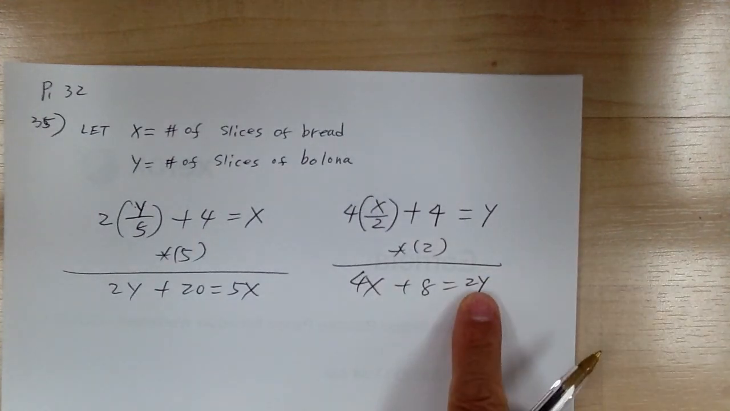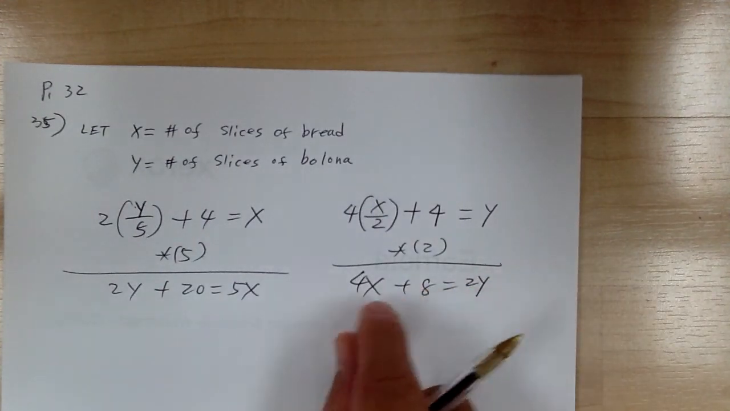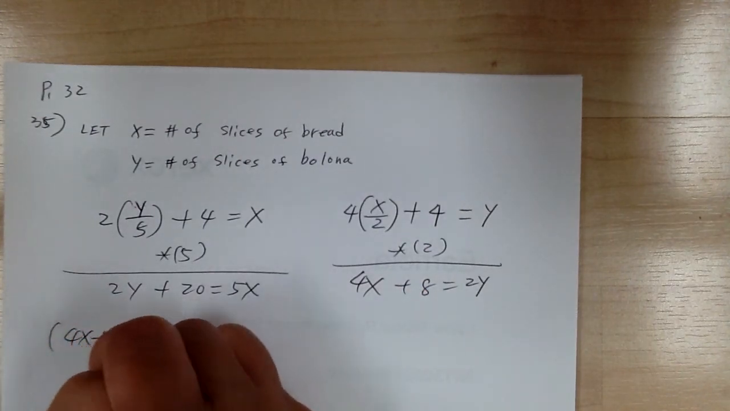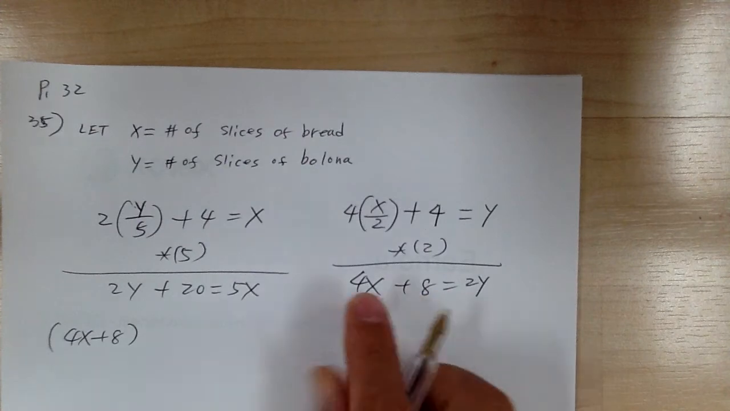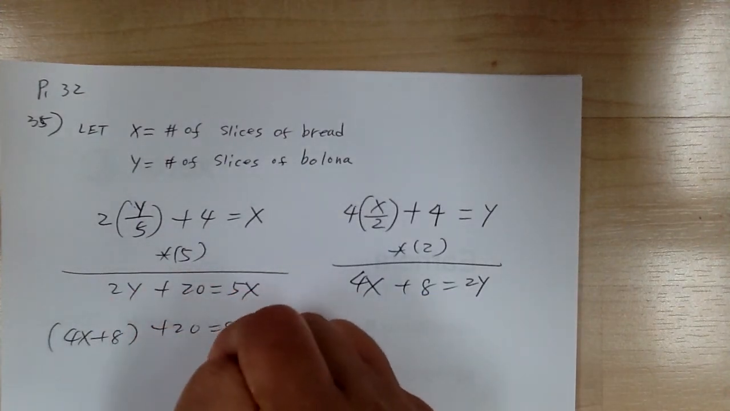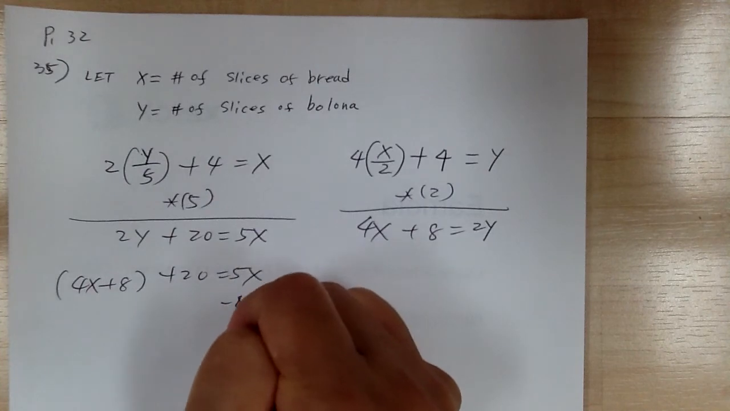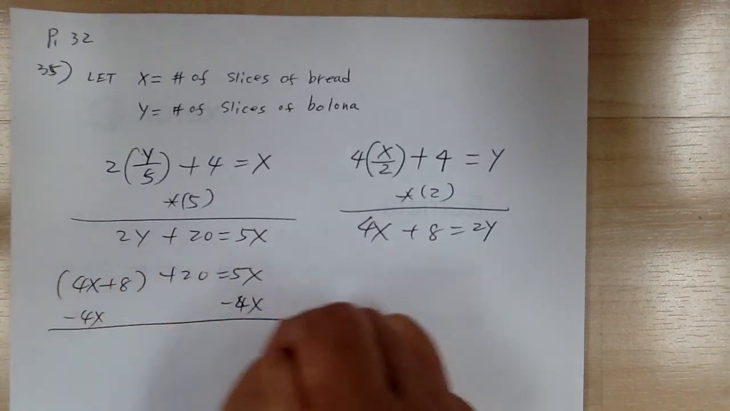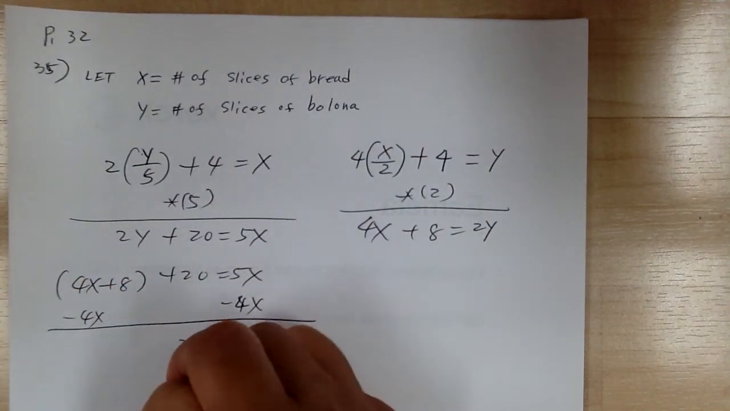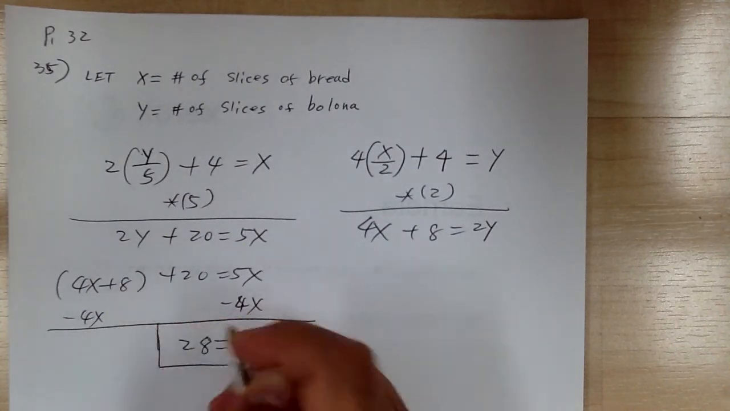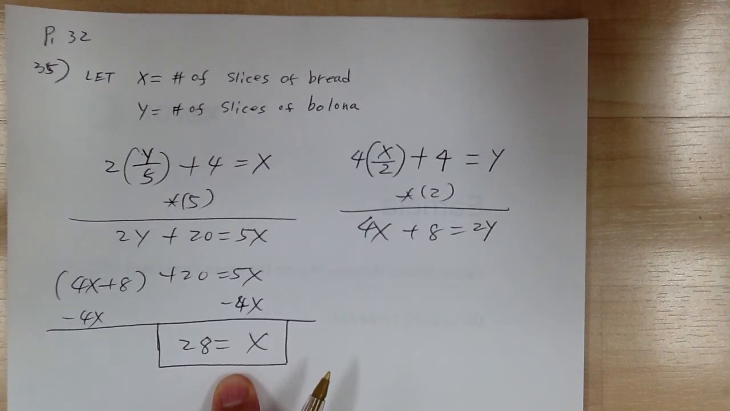And notice 2y is equal to that, so we can substitute this into here. So you got 4x plus 8, that's 2y, right? That's what this is. Plus 20 equal to 5x. And I'm going to minus 4x on both sides. So x will equal 28. And so that's it. So that's 28 slices of bread.